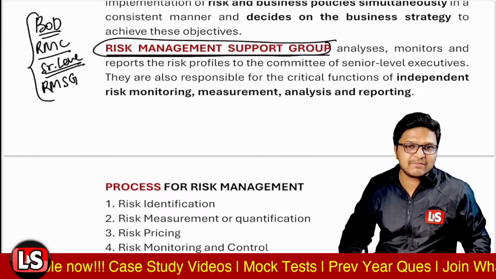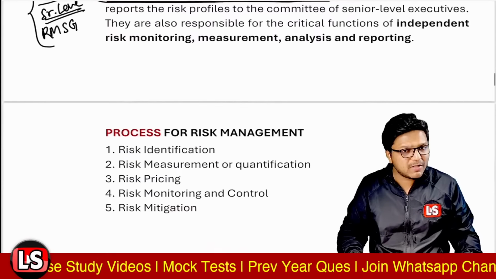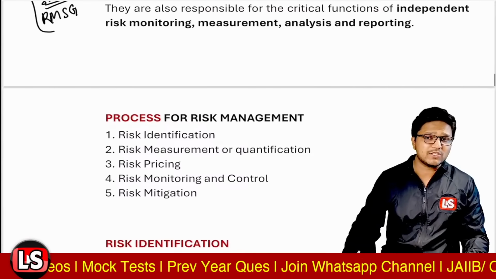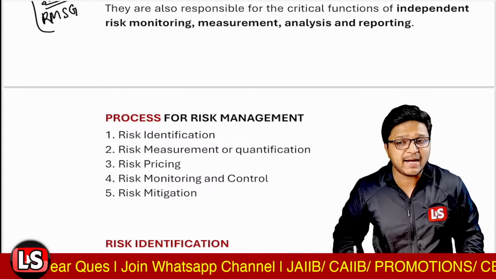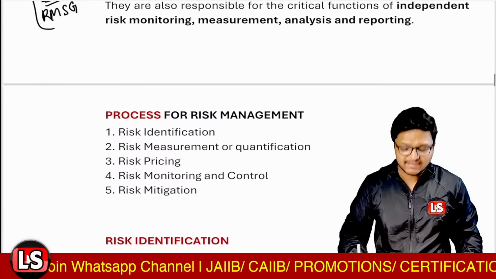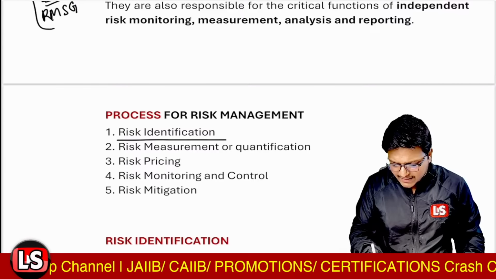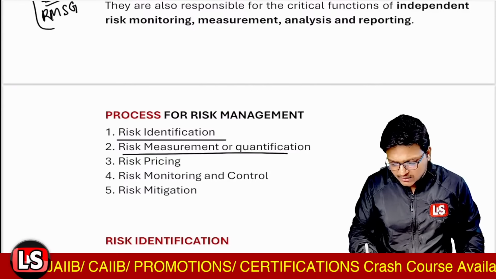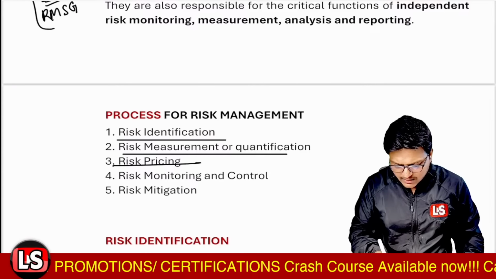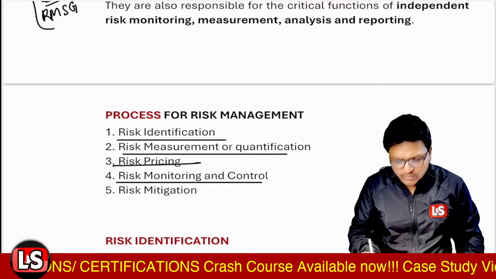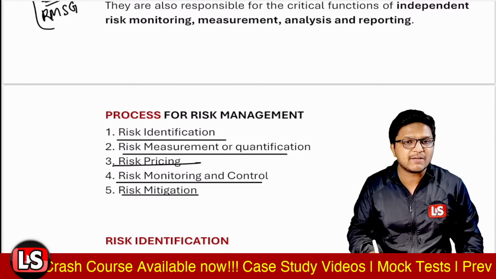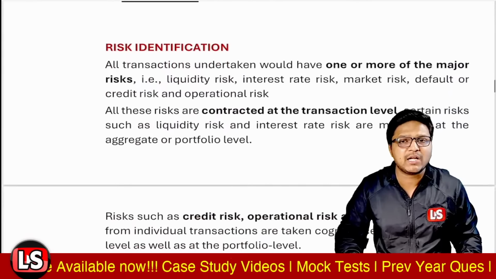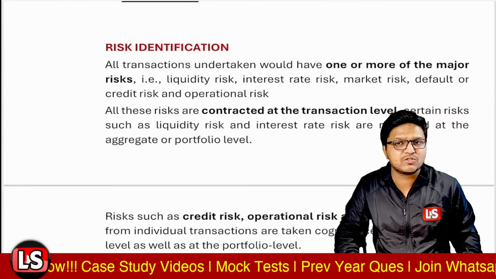Now, as I've told you, the process for risk management is quite easy to understand. First of all, it's risk identification, that we should be identifying the risk. The second one is risk measurement and quantification. The third one is risk pricing. The fourth one is risk monitoring and control. Then the last one is risk mitigation. So let's start with risk identification, that is, how we are going to identify the risk.